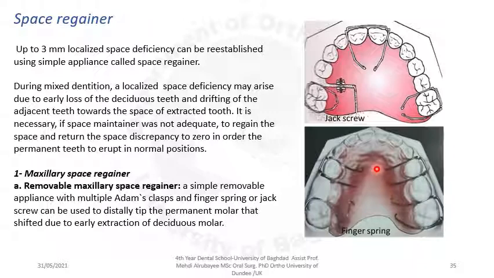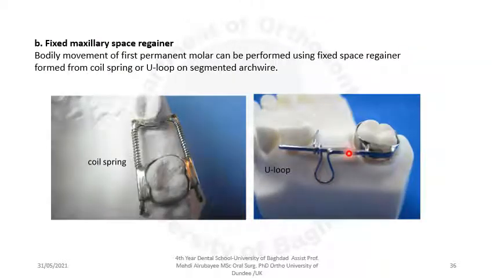The space regainers are maxillary space regainers that are removable. Maxillary space regainer, which is a simple removable appliance with multiple Adams clasps and a finger spring or jack screw to distalize the permanent molar that shifted due to early extraction of deciduous molars. Fixed maxillary space regainer: bodily movement of the first permanent molar can be performed using a fixed space regainer formed from a coil spring or U-loop on a segmented arch wire.